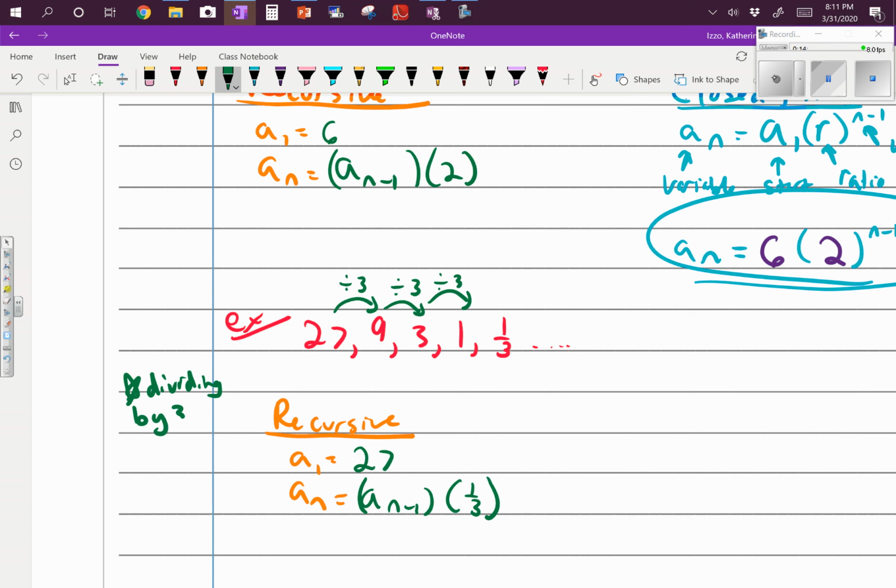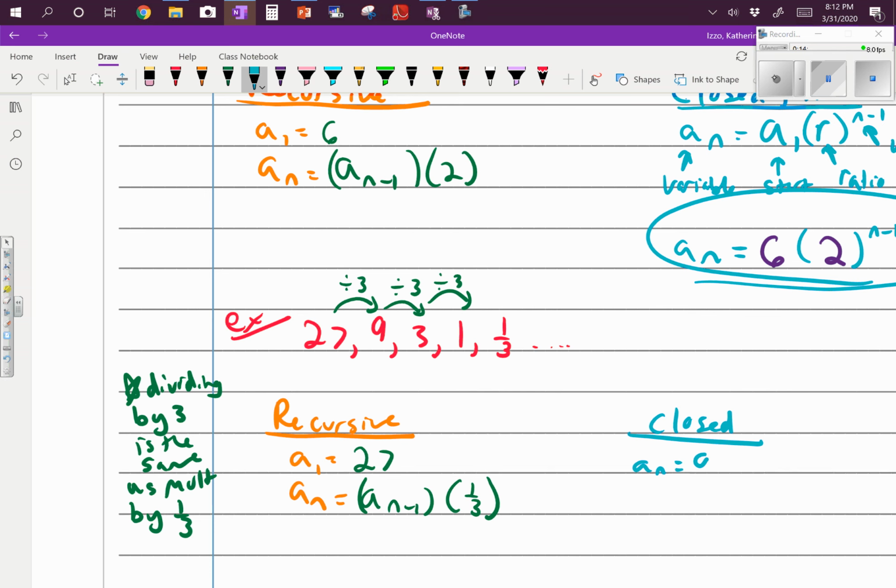Dividing by 3 is the same as multiplying by 1/3. And guess what? Dividing by 2, same as multiplying by 1/2. Dividing by 7 is the same as multiplying by 1/7. Dividing by 8, same as multiplying by 1/8. So let's do our closed formula.